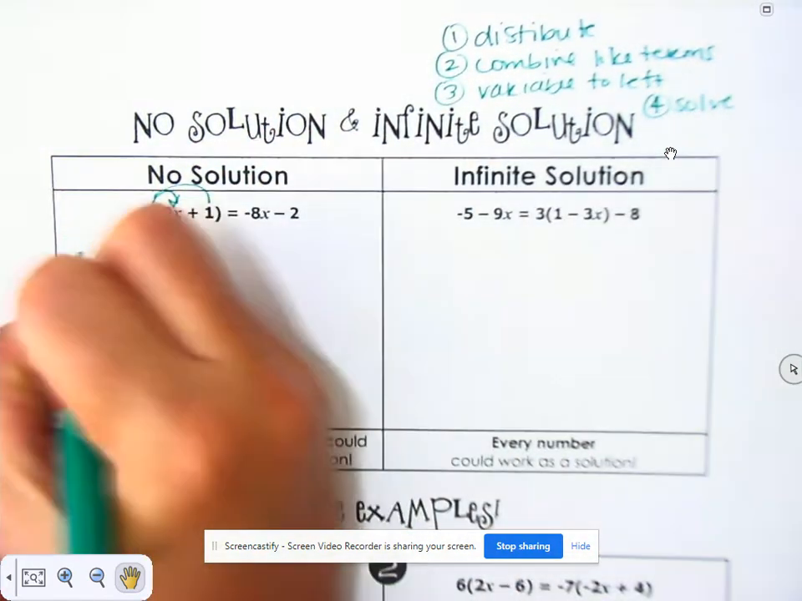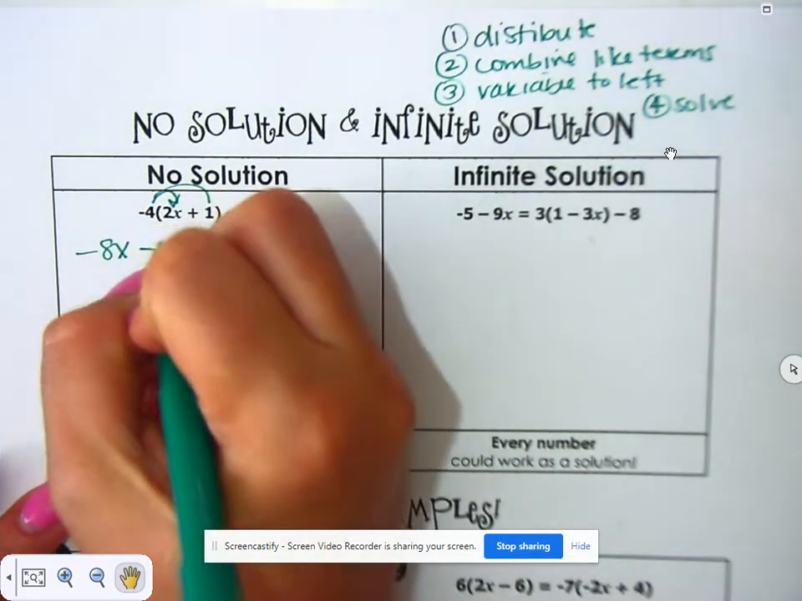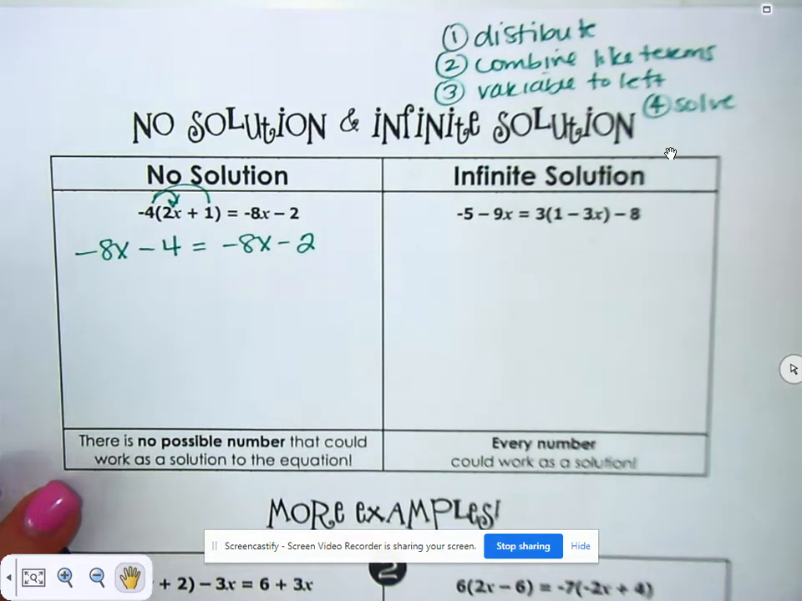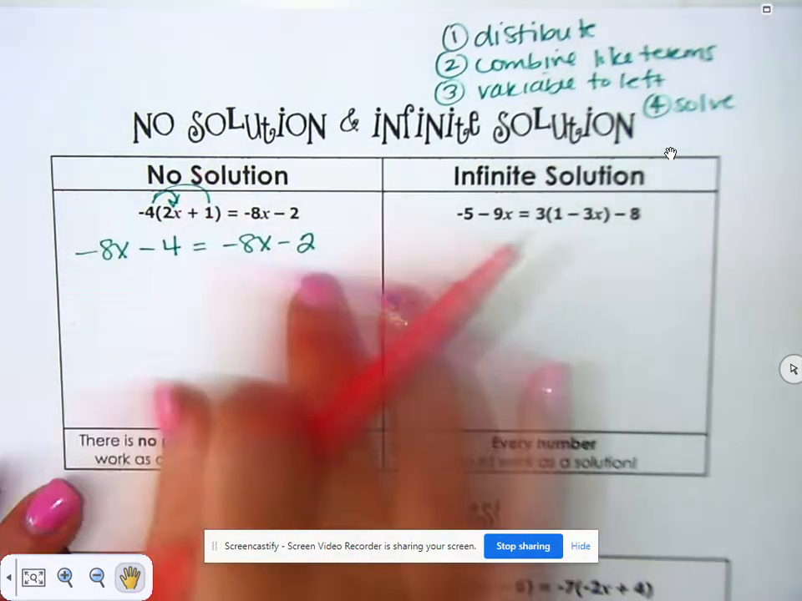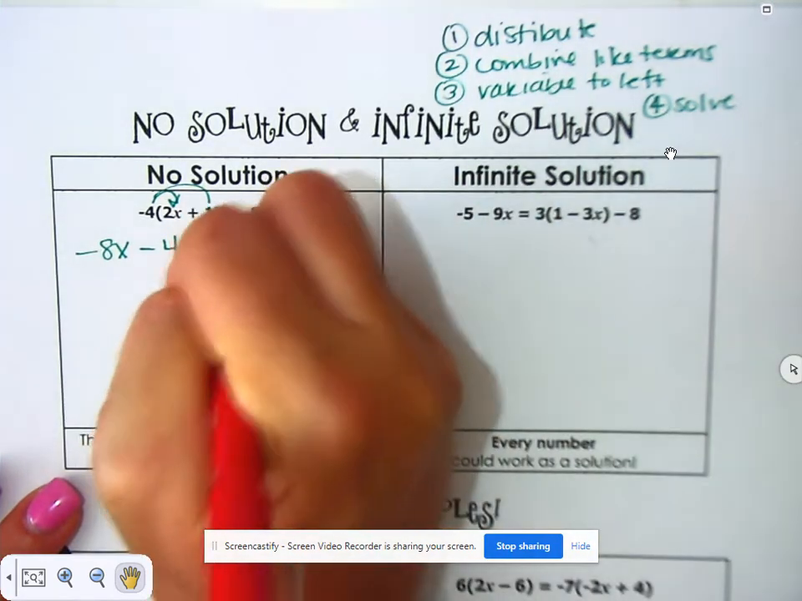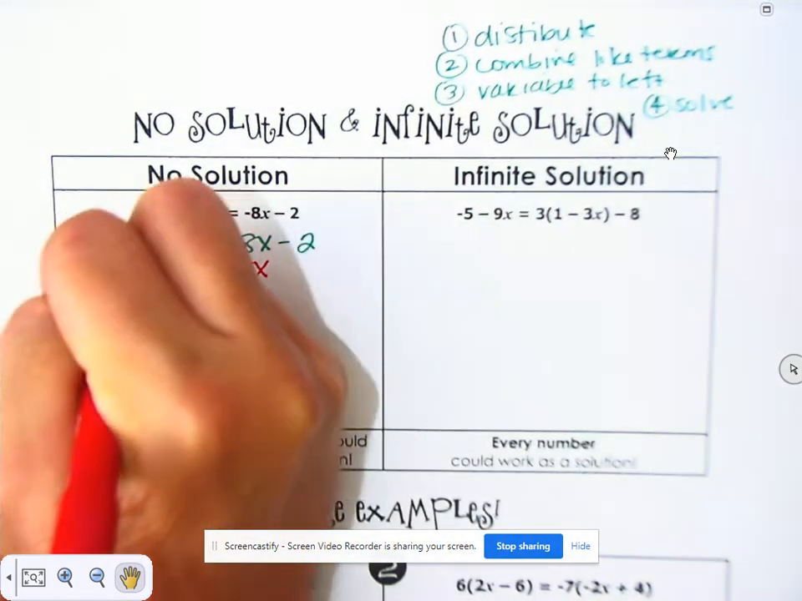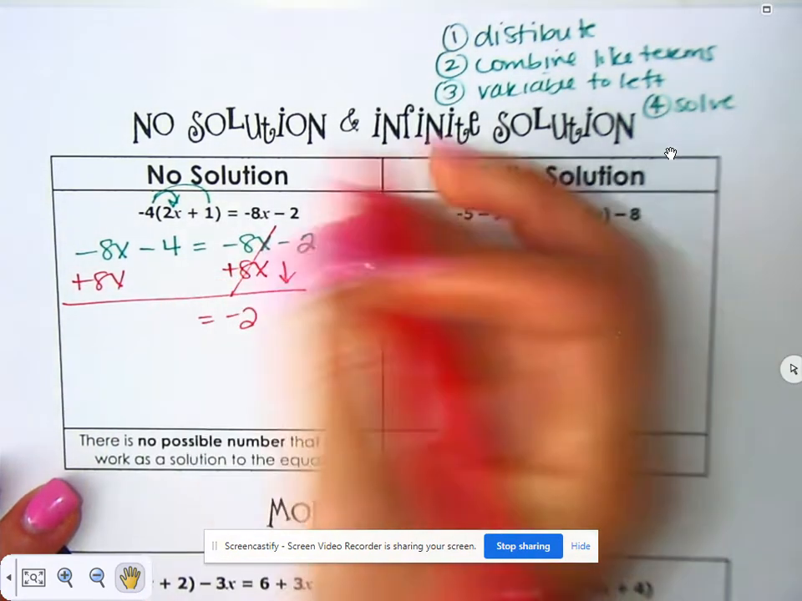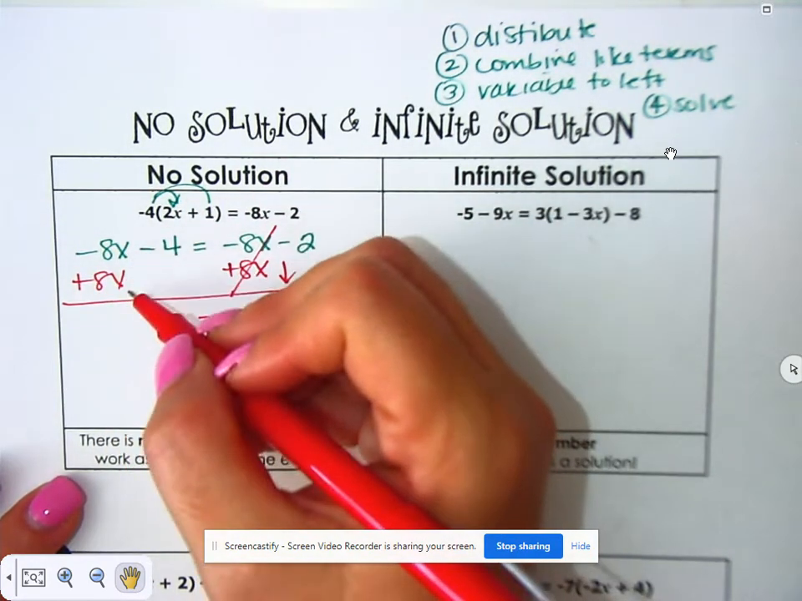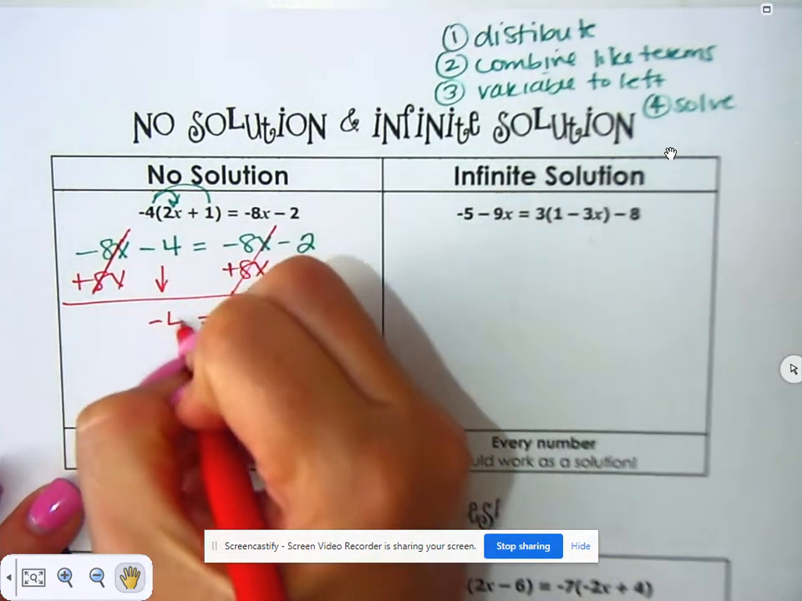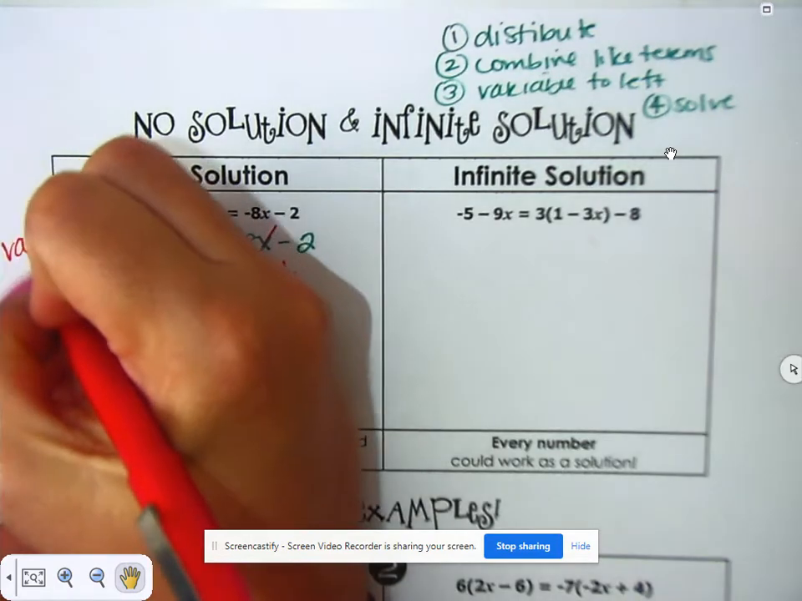Okay. So for number one, I'm going to start with my distributive property. So that gives me negative 8x and negative 4. And this is a negative 8x and negative 2. Okay. So what we've got here is there's nothing to combine on each side. All right, but now I'm going to start solving like normal. So I would normally add my 8x to both sides, and it would cancel over here. Normally, this wouldn't cancel, but today it does. So that just leaves me with negative 4.